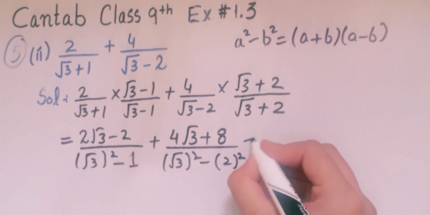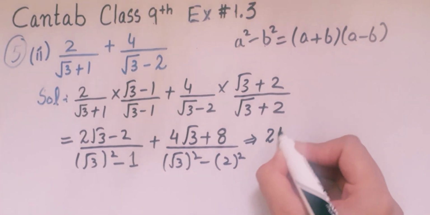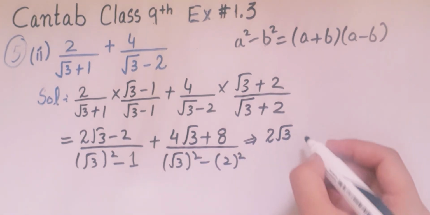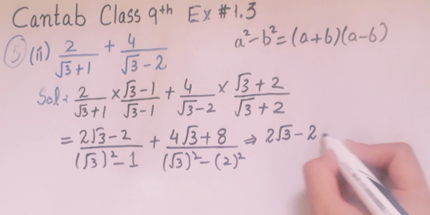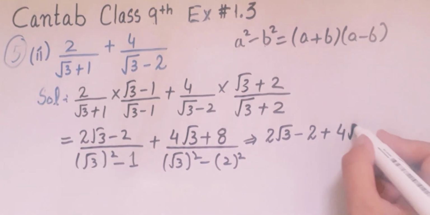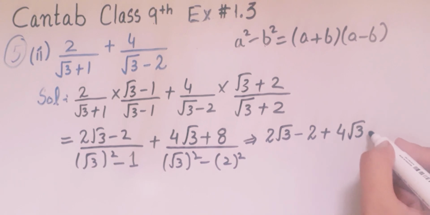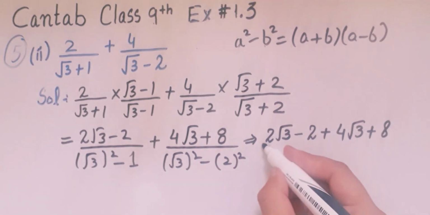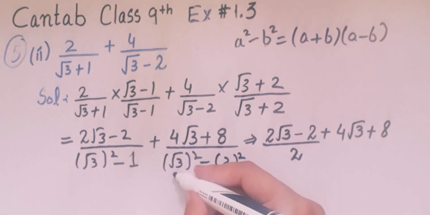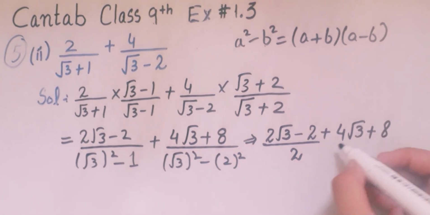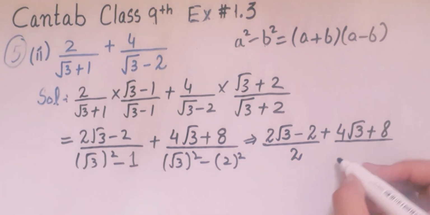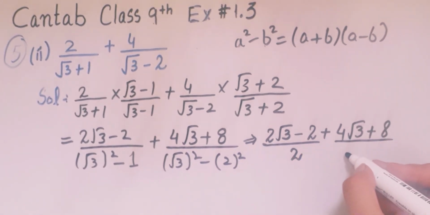Now we have 2 into square root of 3 minus 2 plus 4 into square root of 3 plus 8. 3 minus 1 is 2, and here we have 3 minus 4, which is equal to minus 1.